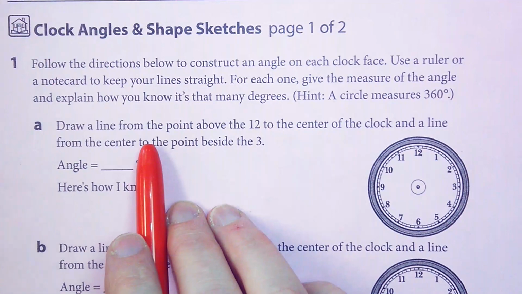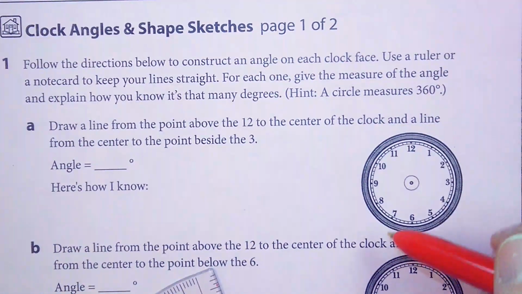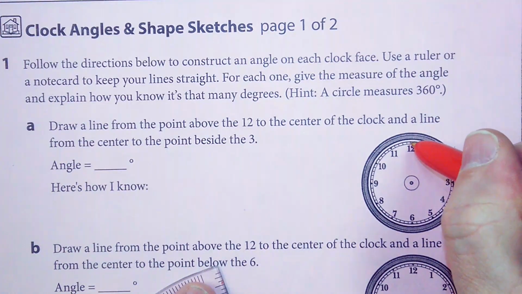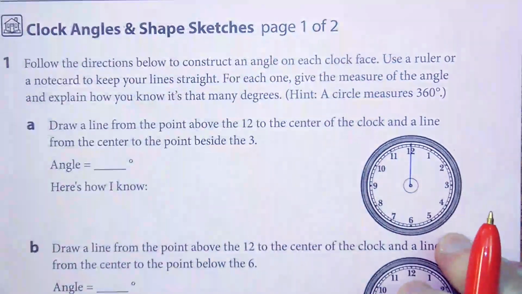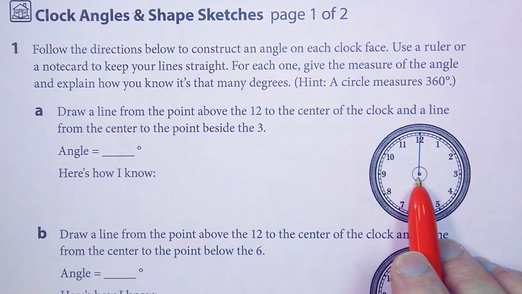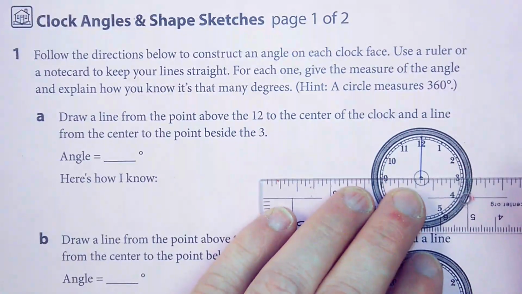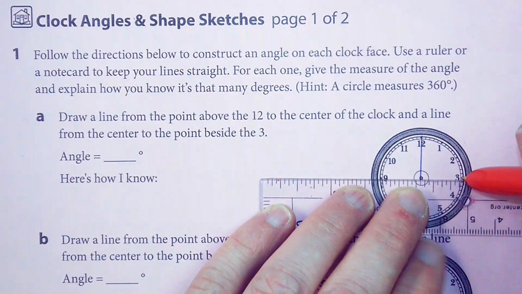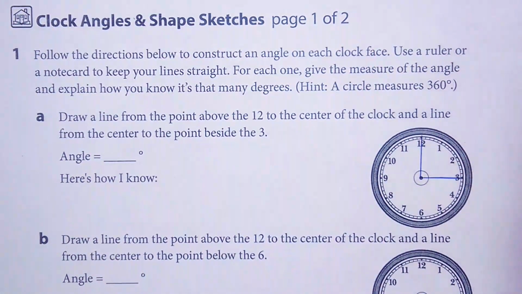Draw a line from the point above the 12 to the center of the clock. So there's the 12 to the center of the clock. Boom. Okay, that's just what I did. And a line from the center to the point beside the 3. Now in this case, you could use a protractor to find your answer, but this is a quarter of a turn.